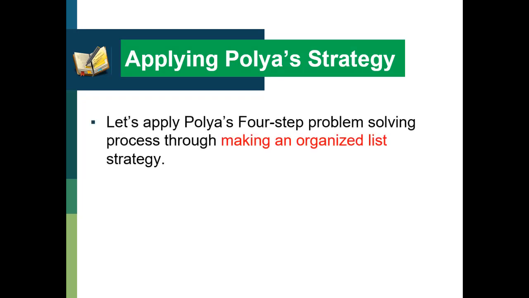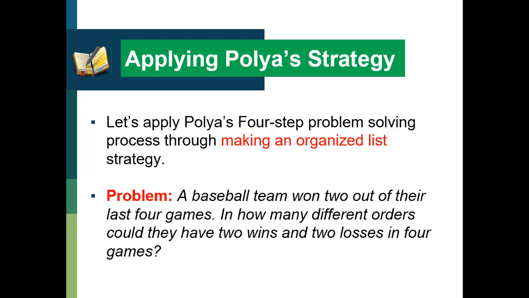Okay, so let's proceed with still applying Polya's problem-solving strategy, but this time we'll be making an organized list. Here's the problem. A baseball team won 2 out of their last 4 games. The question is, in how many different orders could they have 2 wins and 2 losses in 4 games?